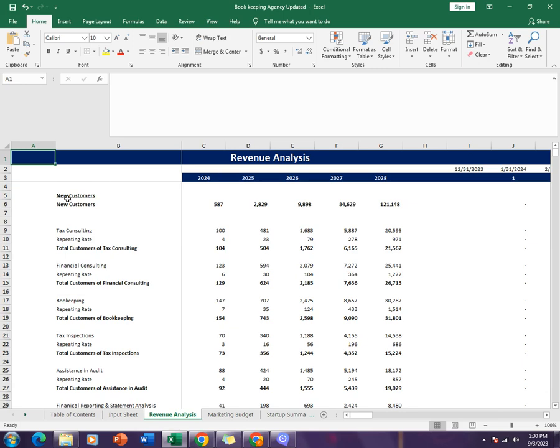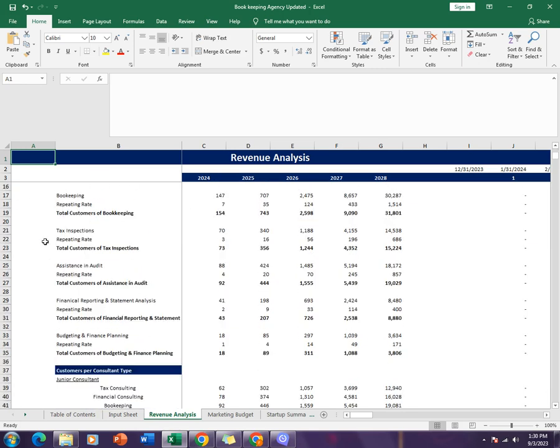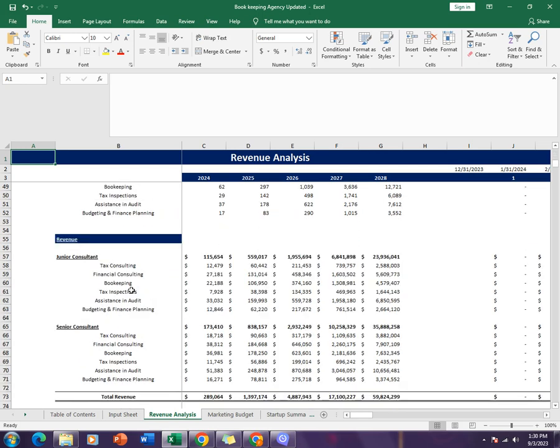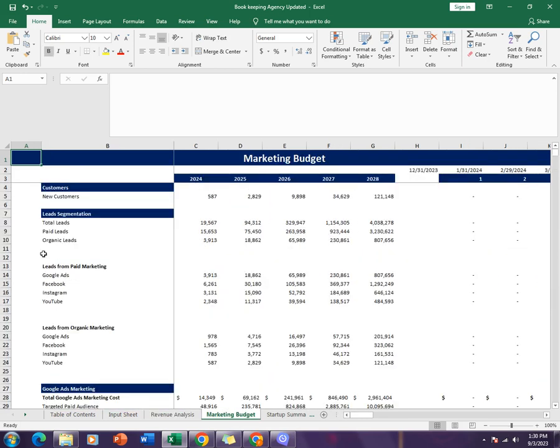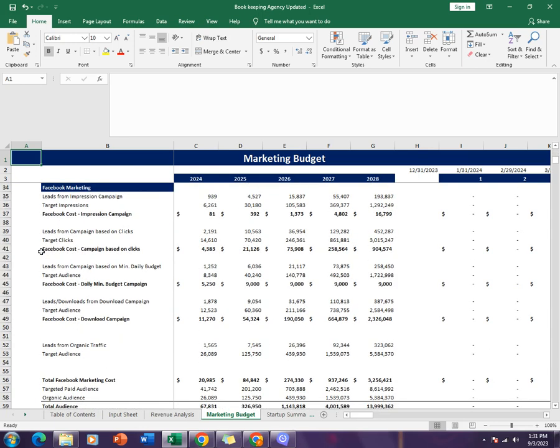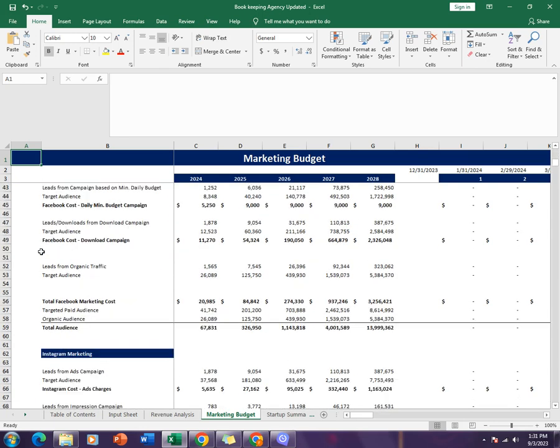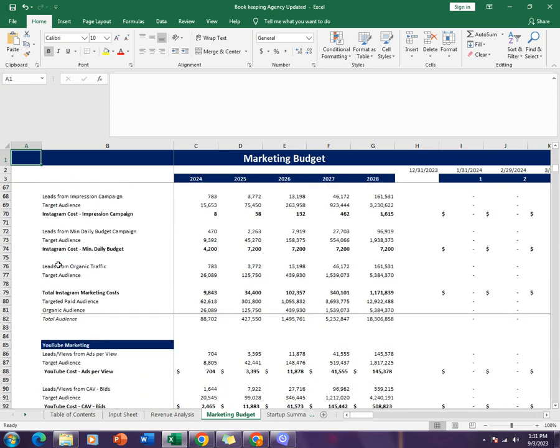As you can see, the revenue analysis tells you about the new customers acquired and the total number of customers on each revenue stream, and the revenue generated from them, as well as the cost of service. Then comes the marketing budget. The marketing budget tells you about the new customers acquired through the marketing expenses. It tells you about the total expenses on each of the categories, for example, Facebook ads, Instagram ads, Google ads, and YouTube ads.